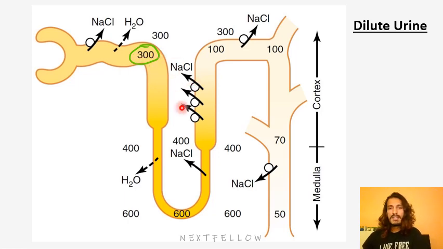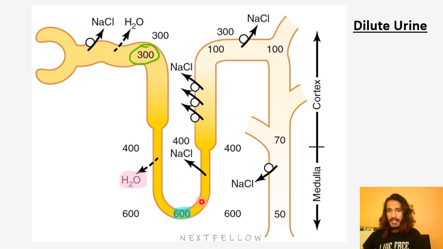Now after this, what changes? What you can see is this descending limb of loop of Henle is impermeable to solutes but permeable to water. So water goes out, and because water keeps going out, the solute concentration inside increases, so osmolarity increases. So this goes to around 600 milliosmoles. This is dilute urine, remember that.